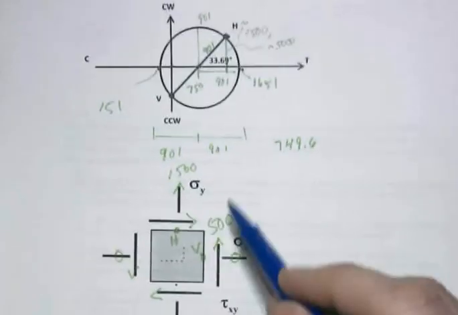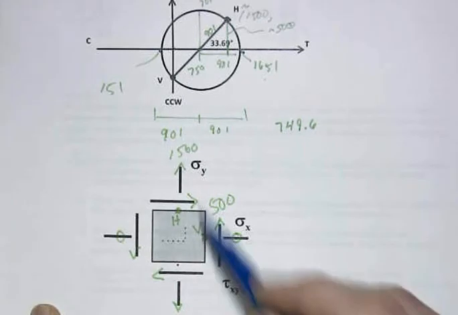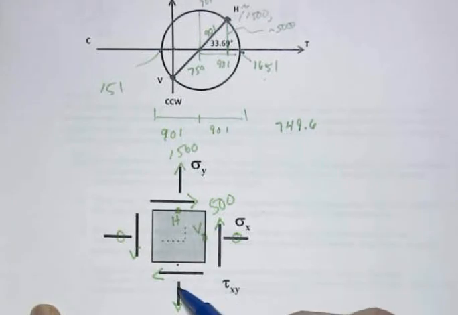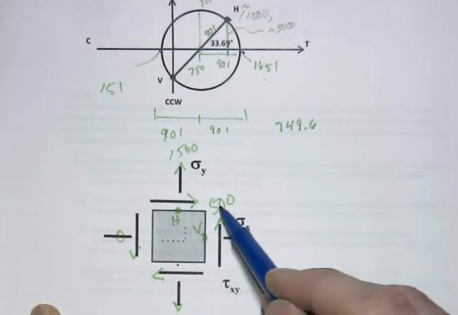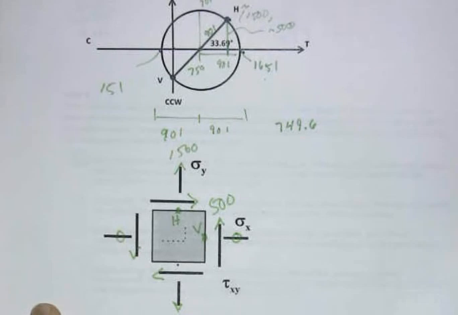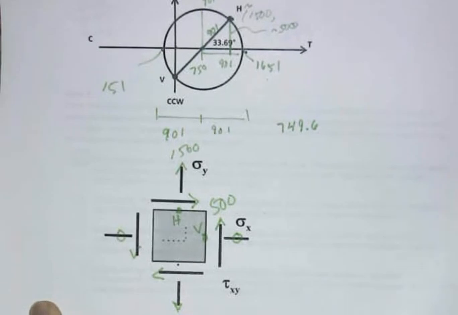So we end up then with the state of stress that you see here. Normal in the vertical direction is 1500, and then in the horizontal direction we have 0 normal stress, and then the shear stress is plotted out as shown at 500 magnitude. And no, there aren't any units in this particular problem.